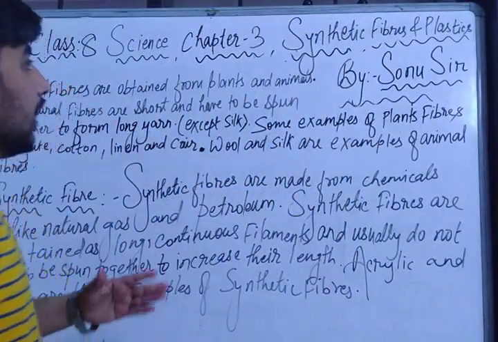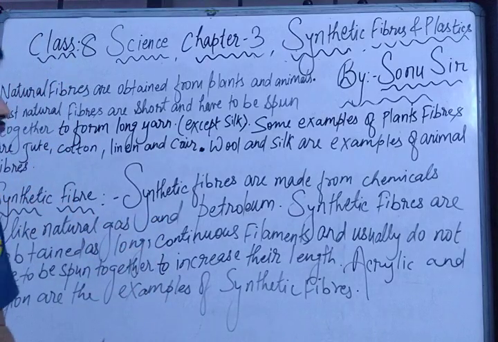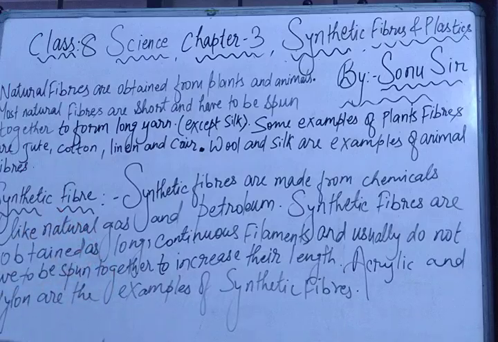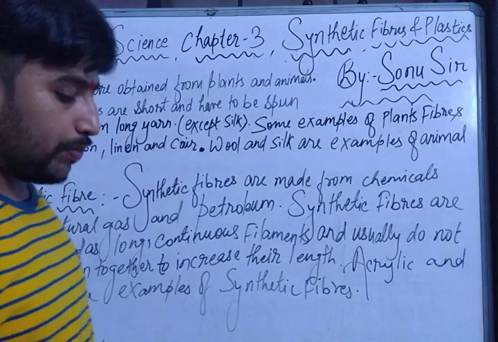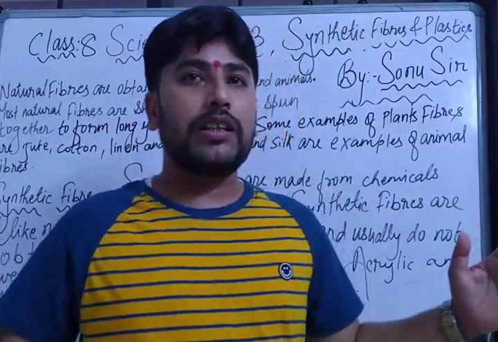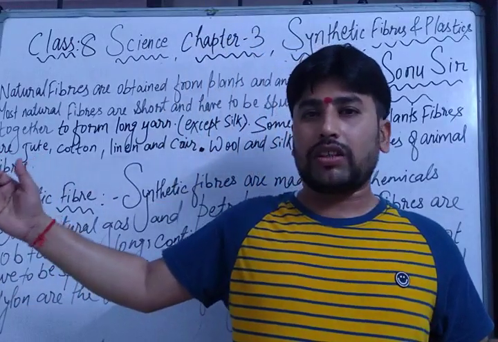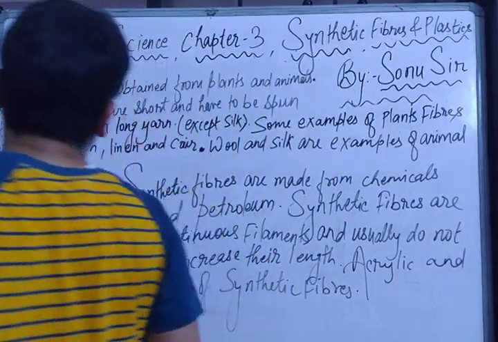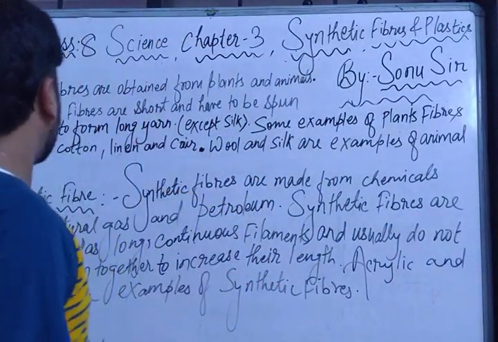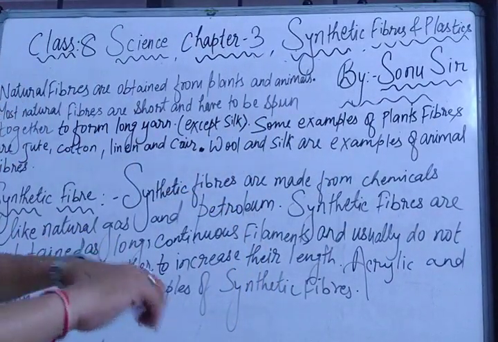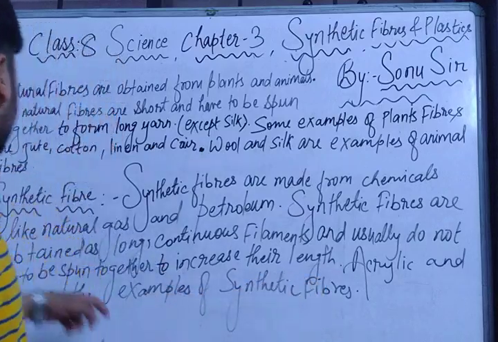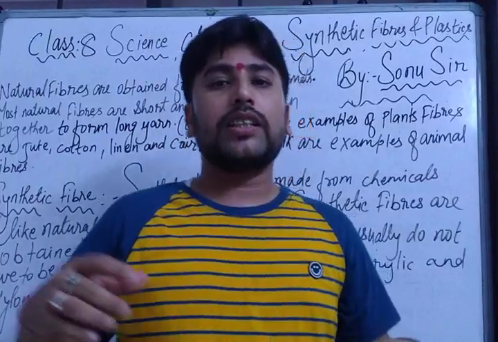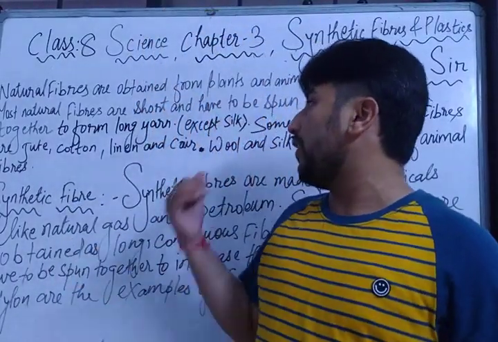Synthetic fibers and plastic. Natural fibers are obtained from plants and animals. This thing we have studied in class 6 only. Most natural fibers are short and have to be spun. Meaning their length is very short, so that's why natural fibers have to be spun. Spun means that after binding them together, we make them long to form long yarn. As you spin the yarn, it becomes long.